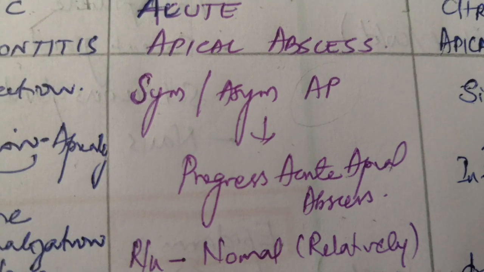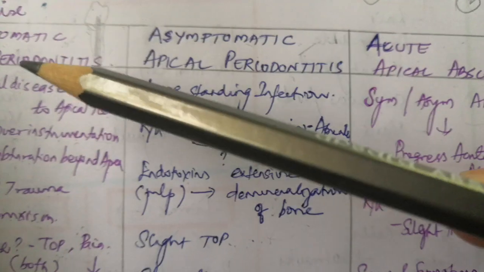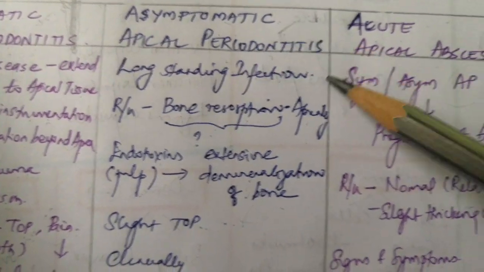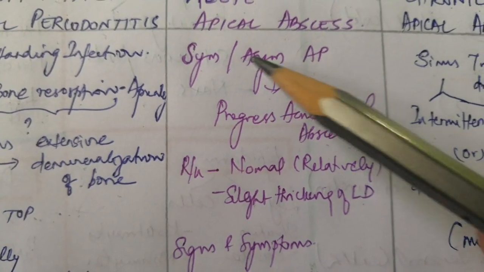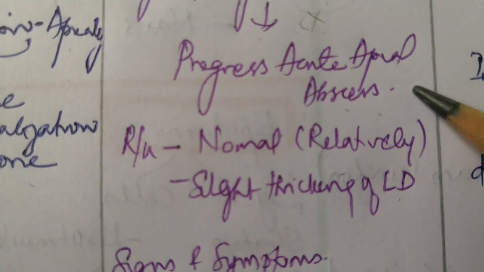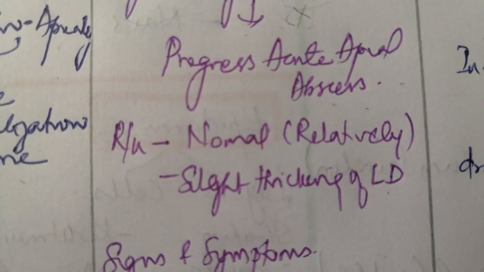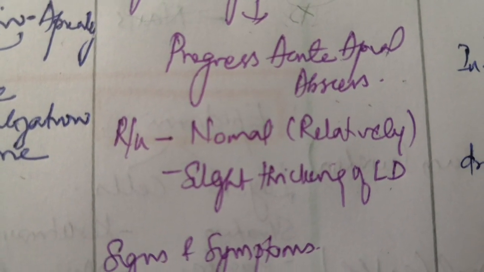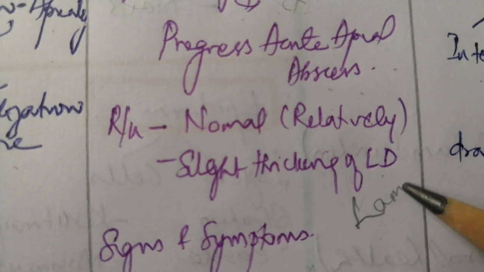So why is the acute apical abscess formed? Whenever the two conditions I mentioned, symptomatic apical periodontitis and asymptomatic apical periodontitis, are not treated, then they will progress into acute apical abscess. Radiographically, you will see either a relatively normal appearance, or there may be a slight thickening of the lamina dura.